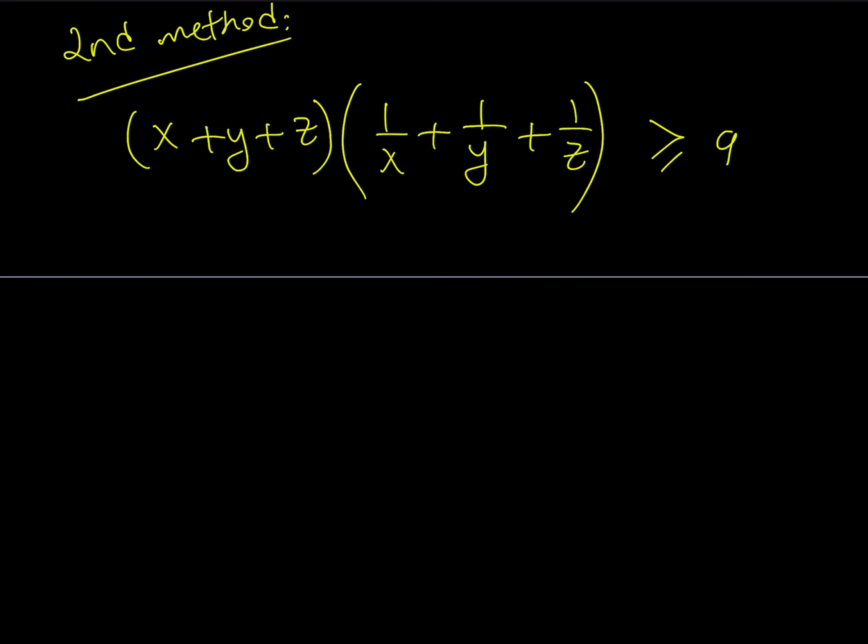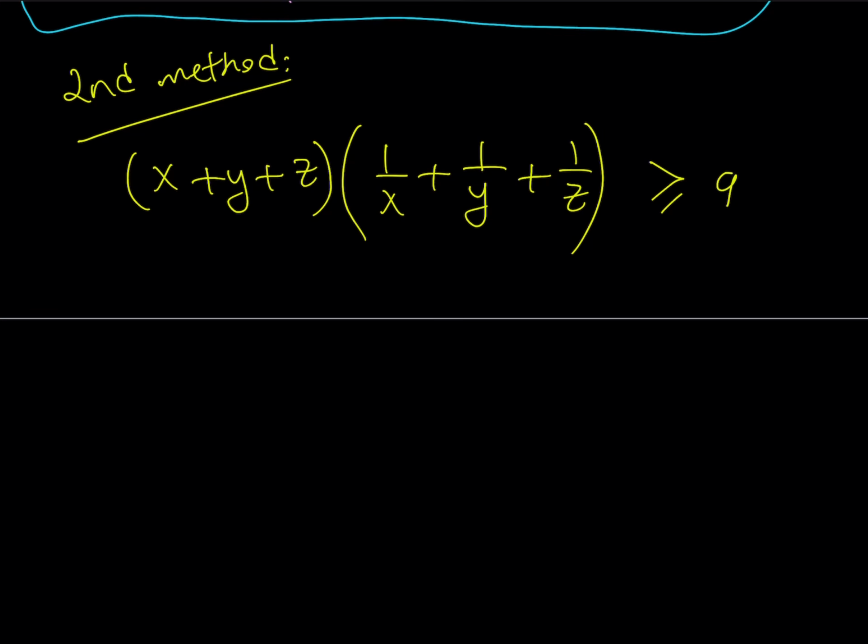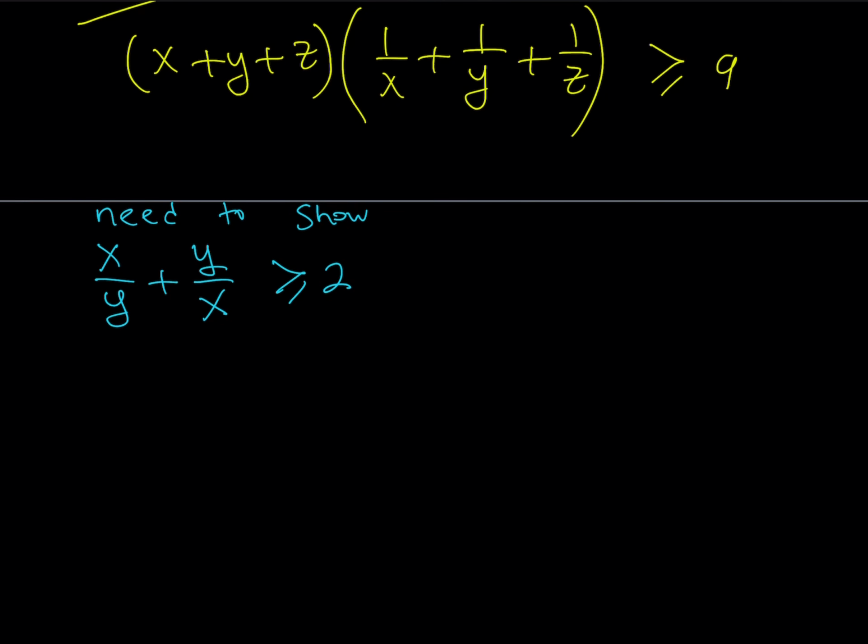So here's what it looks like. I want to prove that x over y plus y over x is greater than or equal to 2. So I need to show that this is true. How am I going to prove that? Easy. I'm going to take this expression x over y plus y over x, and subtract 2 from it. I don't know if it's going to be positive or negative. Let's just go ahead and simplify this.